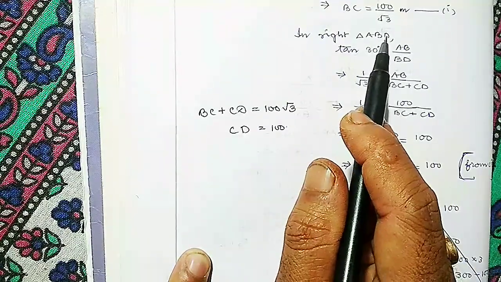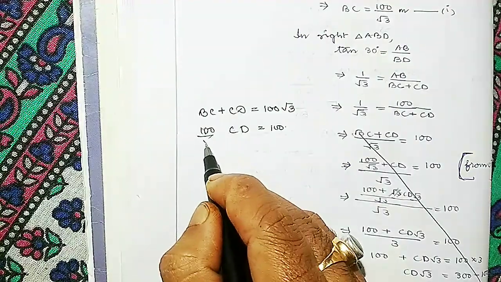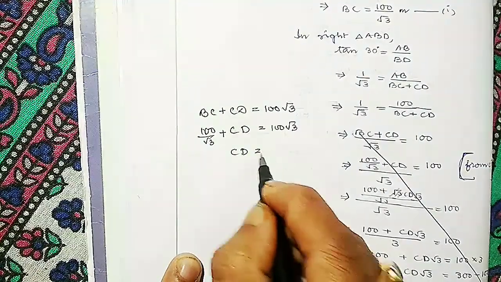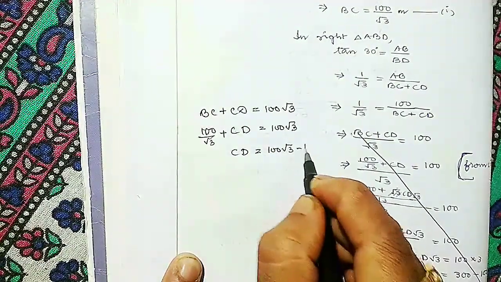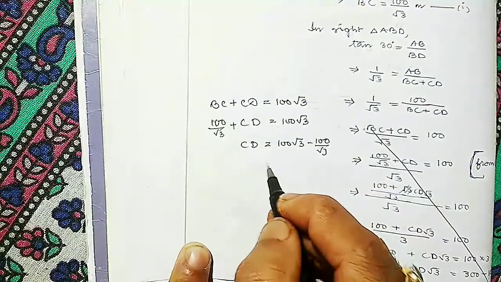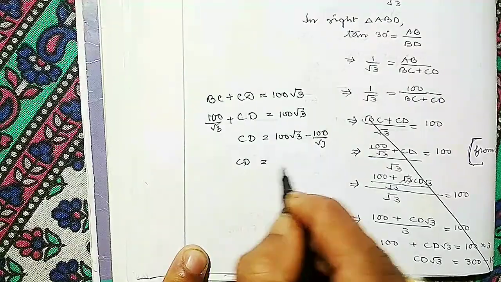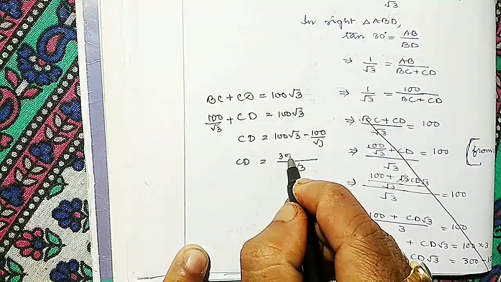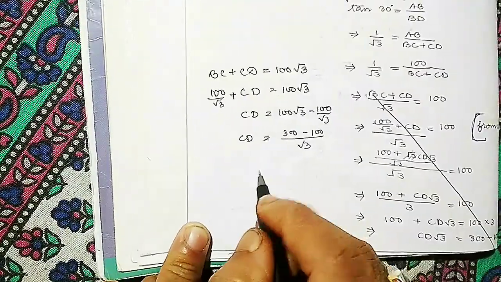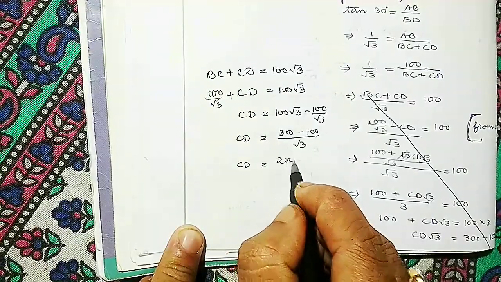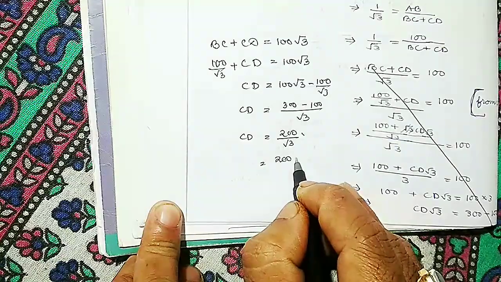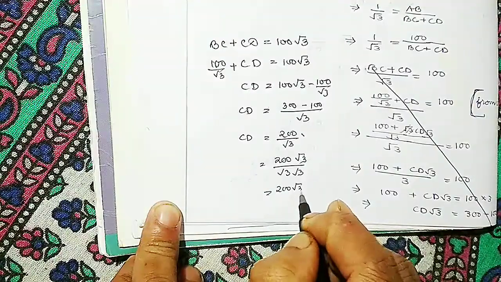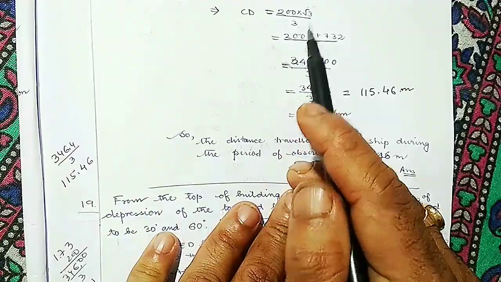Now we know BC equals to 100 by root 3. We can write 100 by root 3 plus CD equals to 100 root 3. So CD equals to 100 root 3 minus 100 by root 3. So CD equals to, root 3 LCM. So it will be root 3 into root 3, 3 into 100, 300 minus 100. So CD equals to 200 by root 3. So if I rationalize, I am going to get 200 root 3 by root 3 into root 3. So 200 root 3 and root 3 into root 3, 3. CD is 200 root 3 by 3.